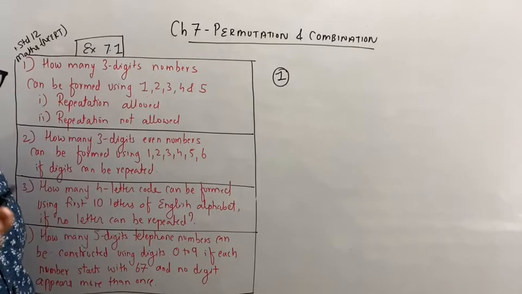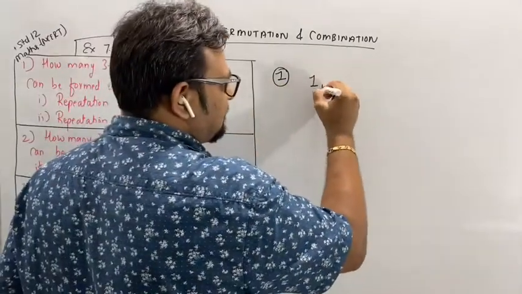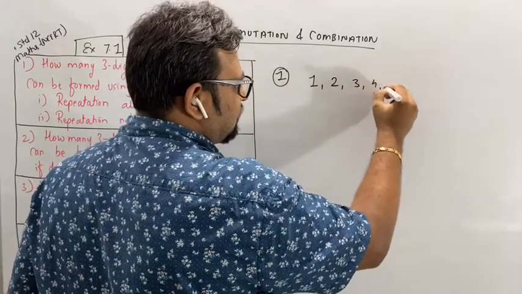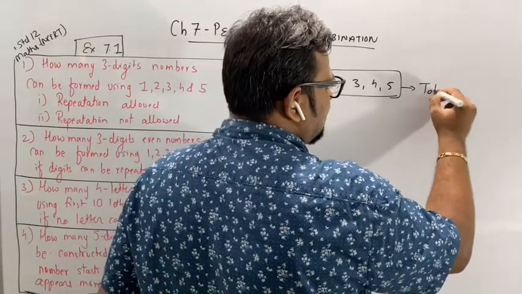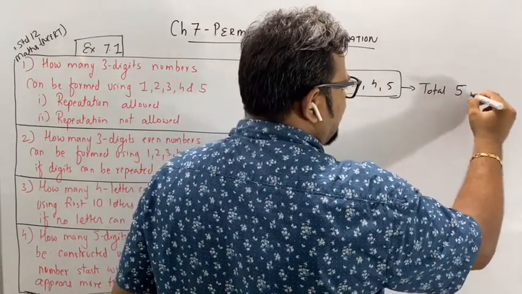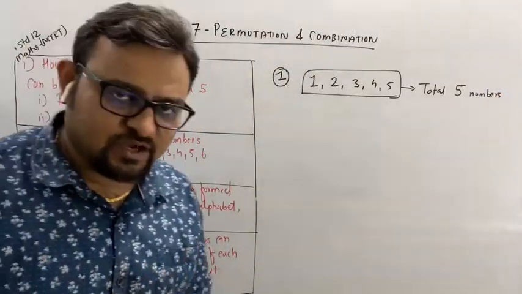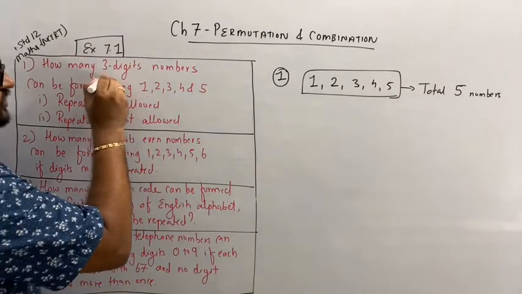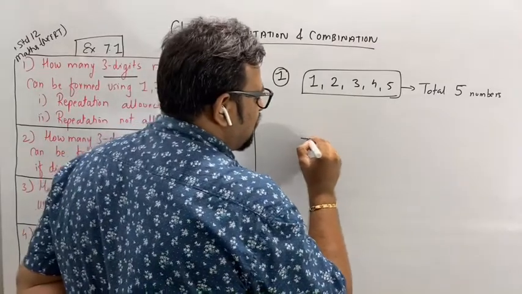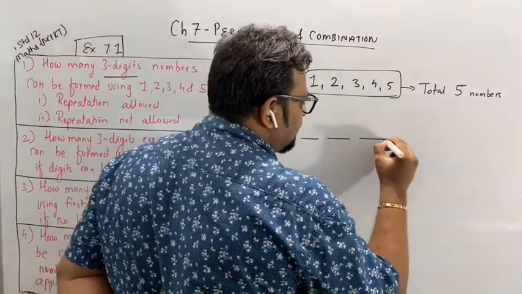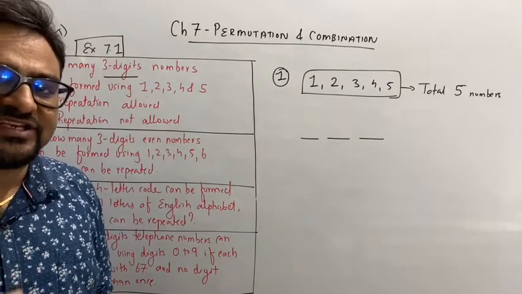Now, how many numbers we have? How many digits? One, 2, 3, 4, and so total five numbers. I have in total five numbers. Now, what is the question? Three digits number. So I have to place one, two, three. Clear?